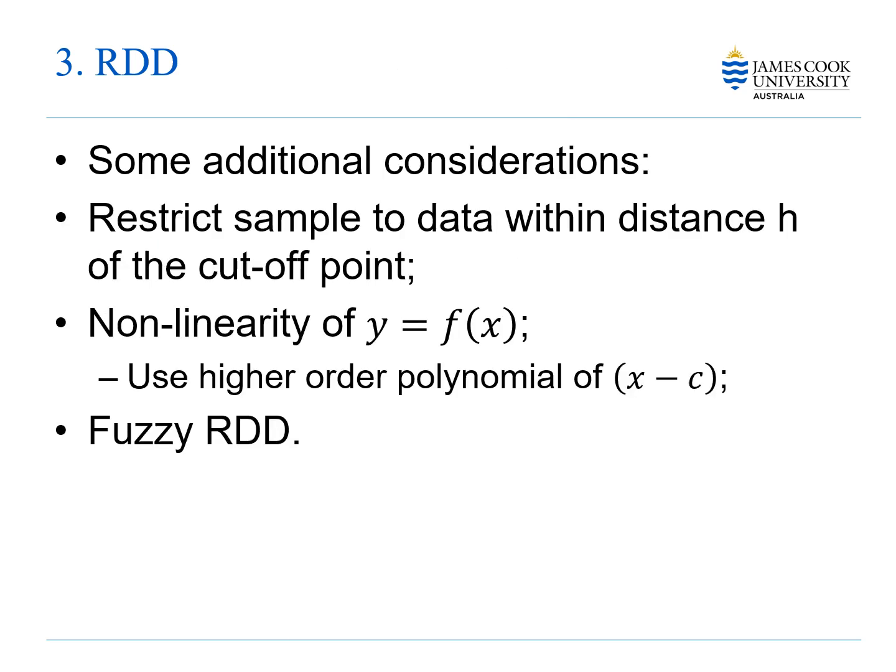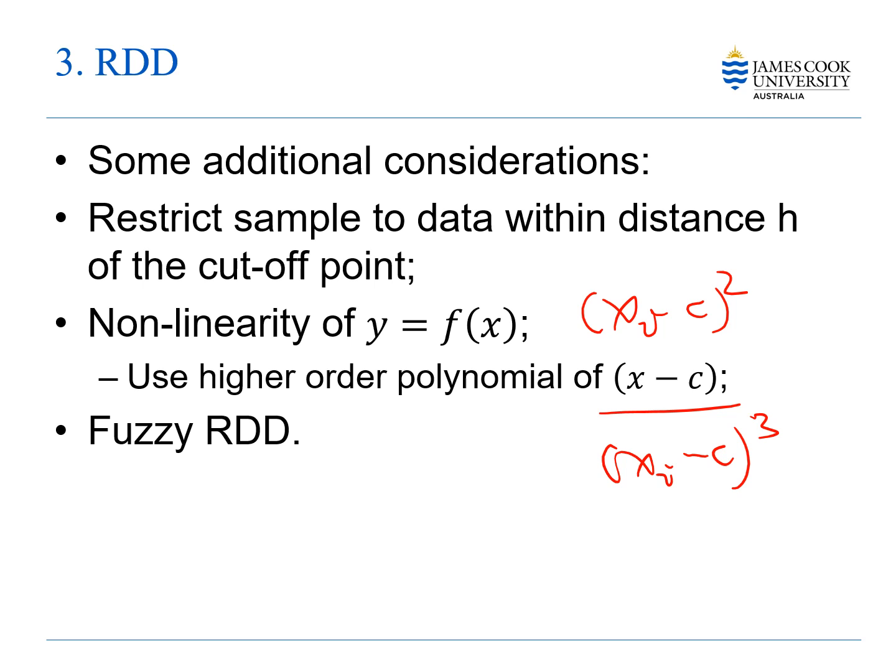There are some additional considerations in RDD. For example, you might want to restrict the samples to data within distance h. H is a bandwidth around the cutoff point, and you might use different h to check the robustness of your estimation. Sometimes the relationship between y and x could be nonlinear, y is equal to f(x), so you might want to use higher order polynomials of x, for example xi minus c squared or xi minus c to the power 3, in your regression.